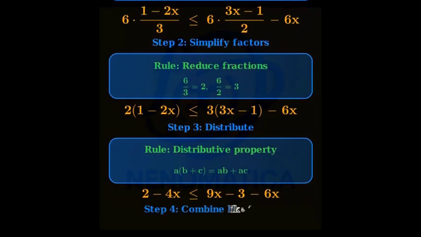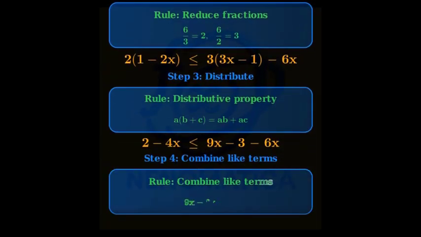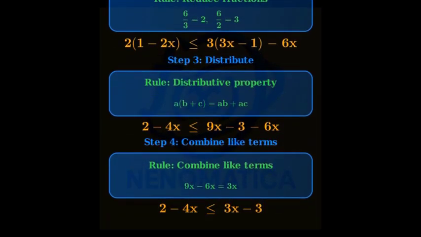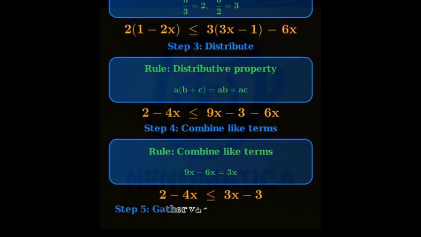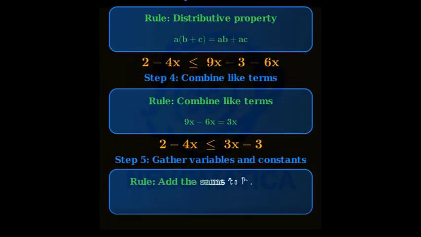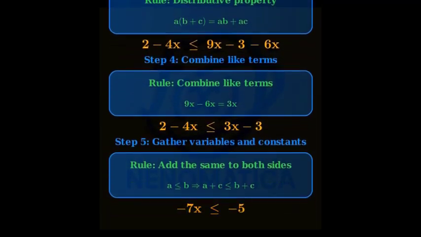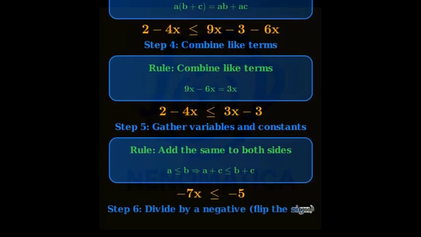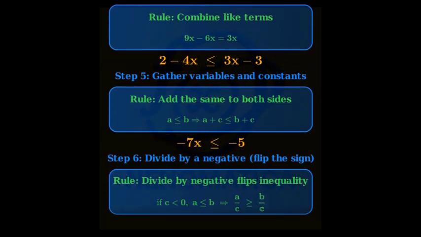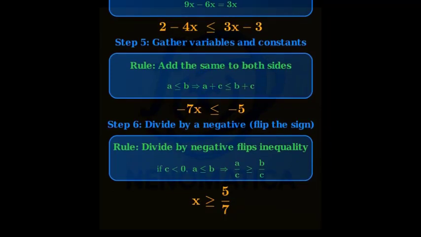Step 4. Combine like terms on the right. 9x minus 6x equals 3x. Step 5. Move terms. Subtract 3x from both sides and subtract 2 from both sides. We obtain -7x is less than or equal to -5. Step 6. Divide both sides by -7. Remember, dividing by a negative flips the inequality.